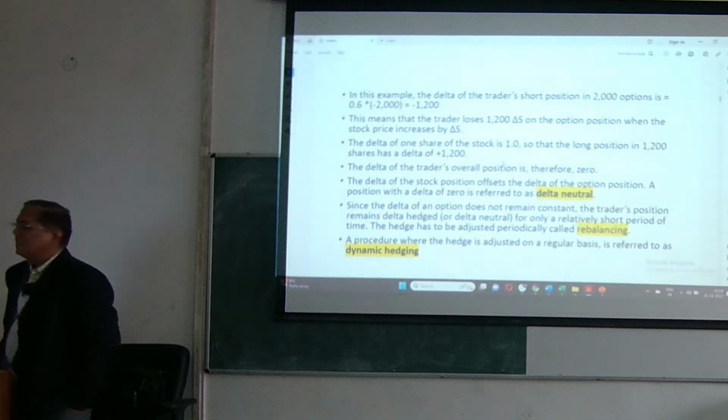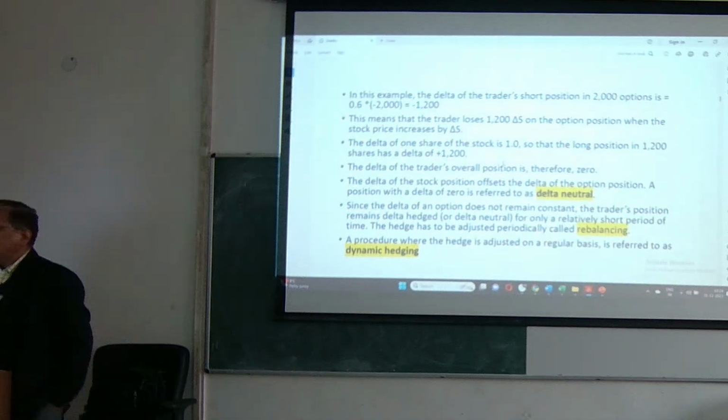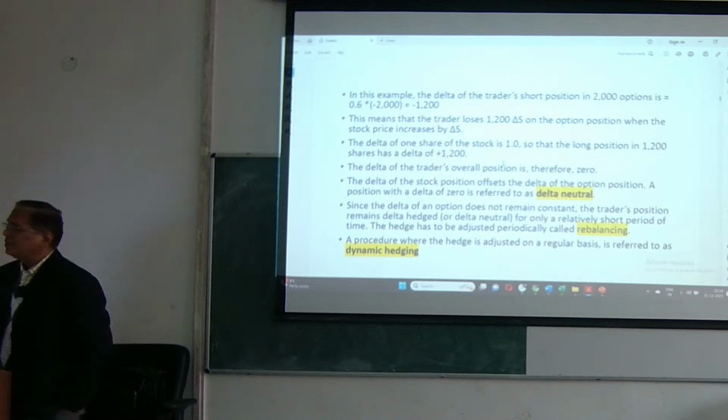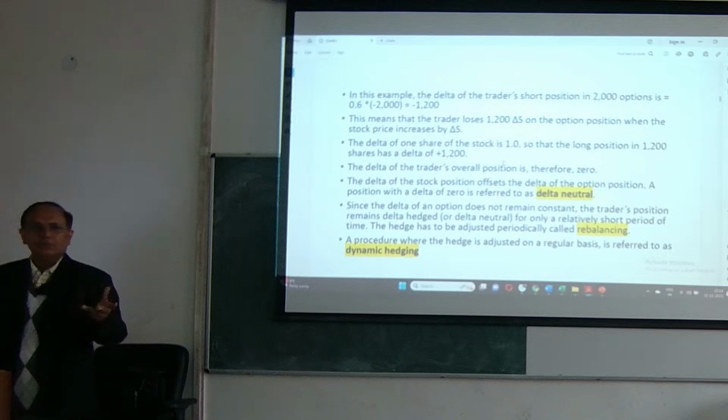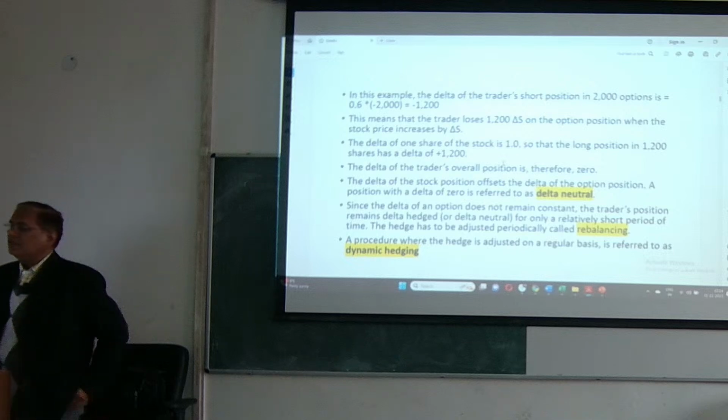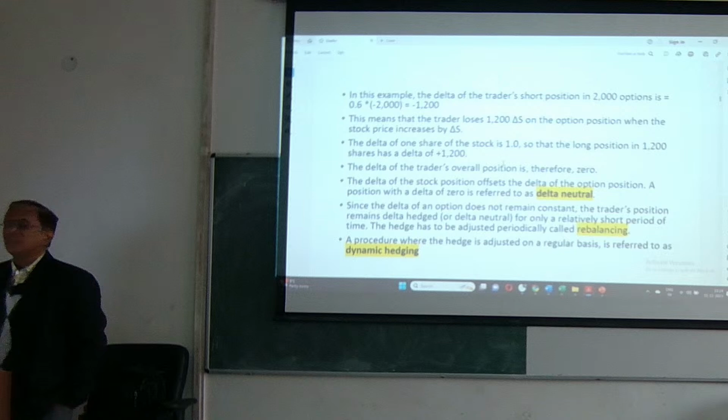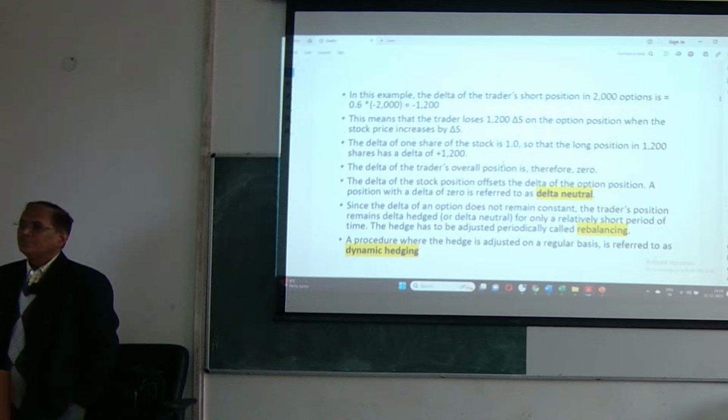Now, in this case, it is minus 1200. So you will find that the trader loses 1200 delta S on the option position when the stock price increases by delta S. The delta of one share of the stock is 1, then it will be exactly equal, whatever it is going to be. The delta of the trader's overall position is therefore 0. What will happen?